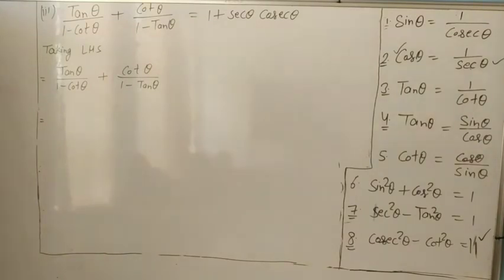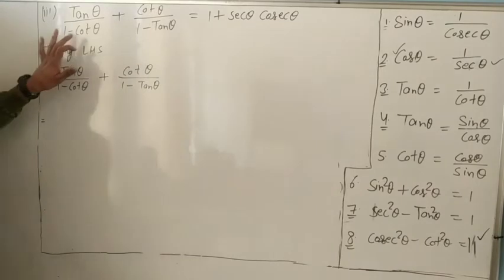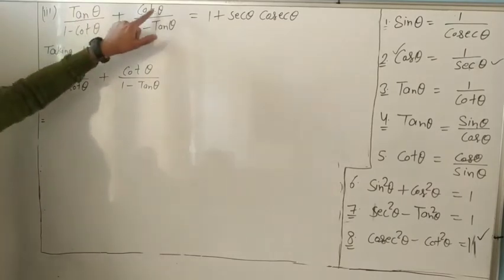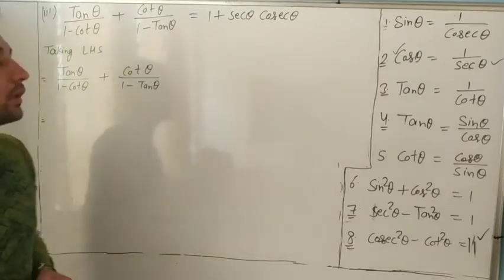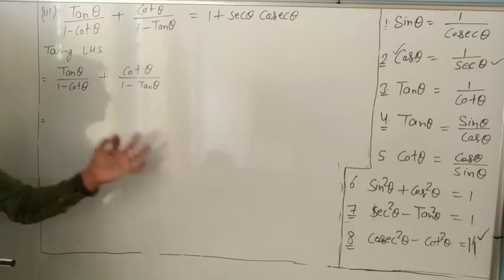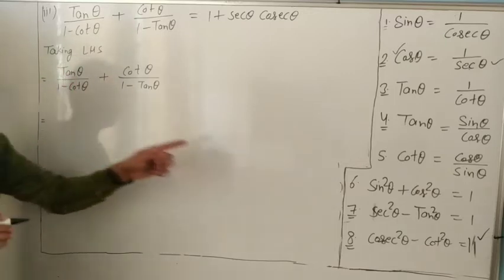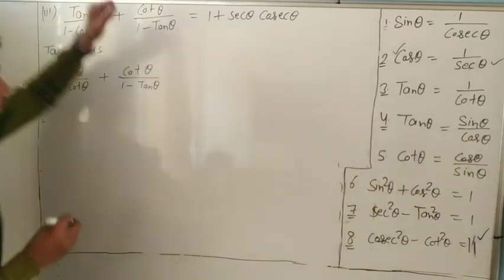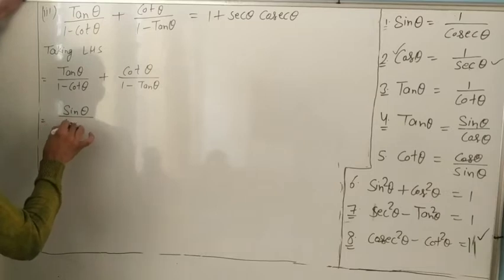Now dear, next part, third part: tan theta divided by 1 minus cot theta plus cot theta upon 1 minus tan theta, equal to this. Okay, so we have to prove that. Taking the left hand side, we will convert it into sin and cos. So tan is sin theta upon cos theta.